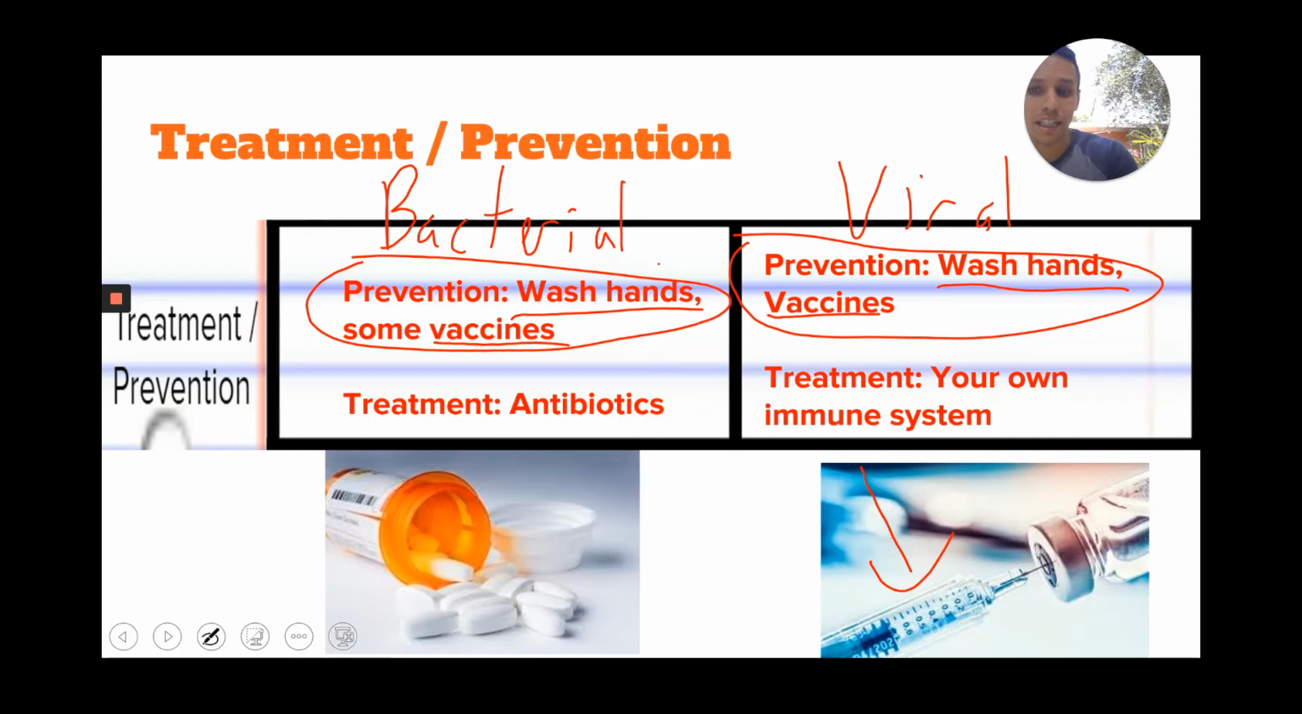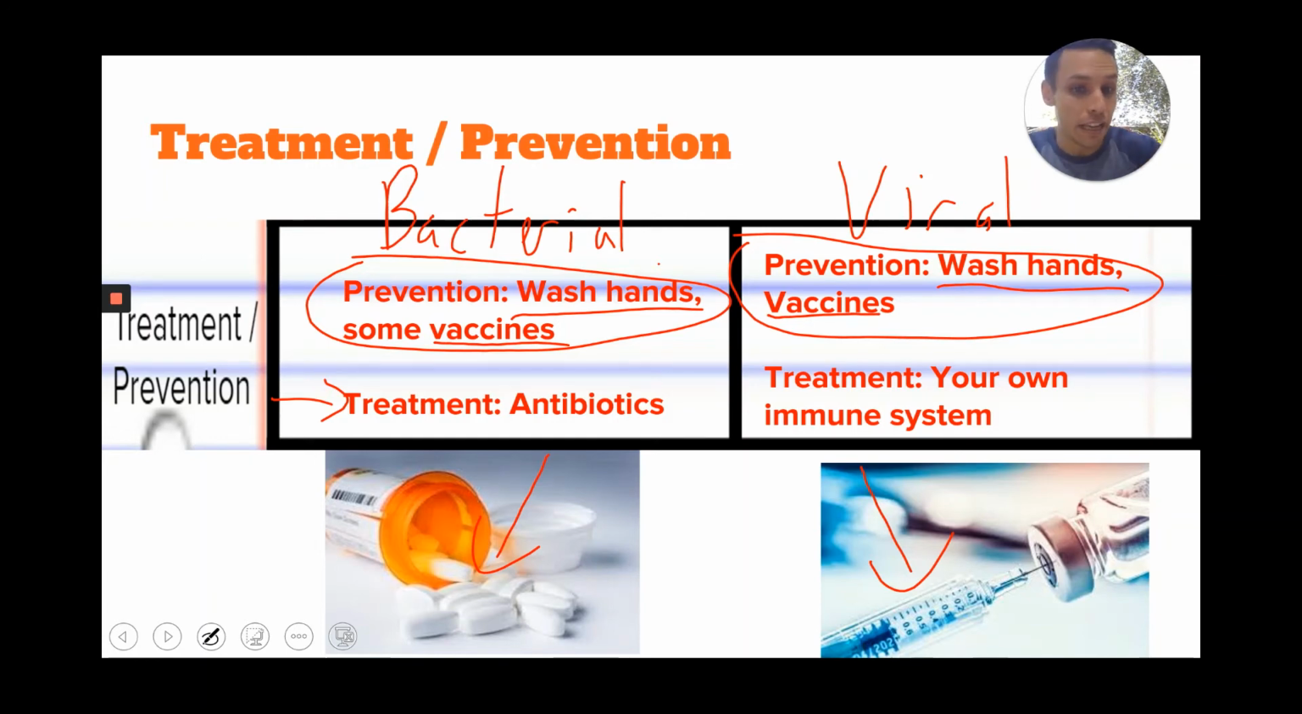So for bacterial infections, the treatment can be done through antibiotics. Pills that you can take that basically attack the bacteria at its cell wall or its ribosomes to prevent growth and to prevent the bacteria from reproducing.